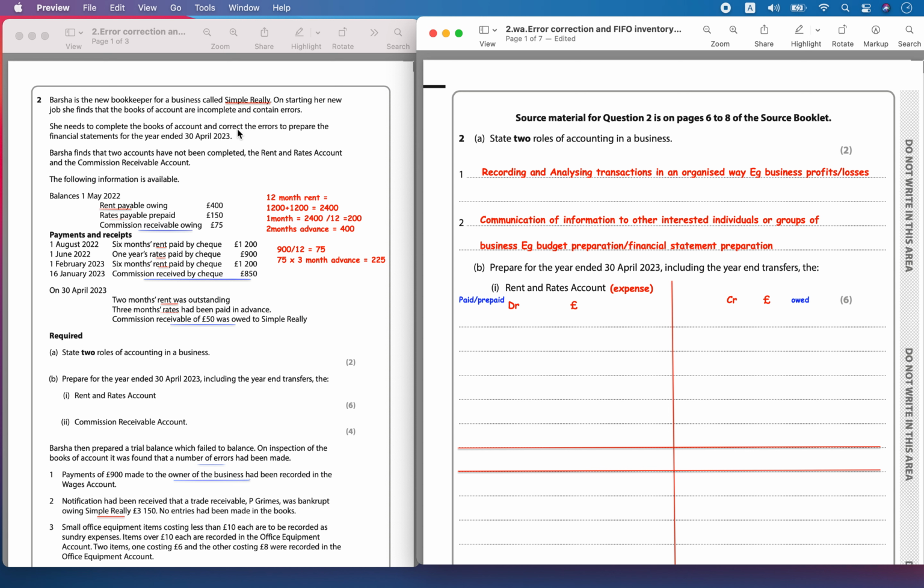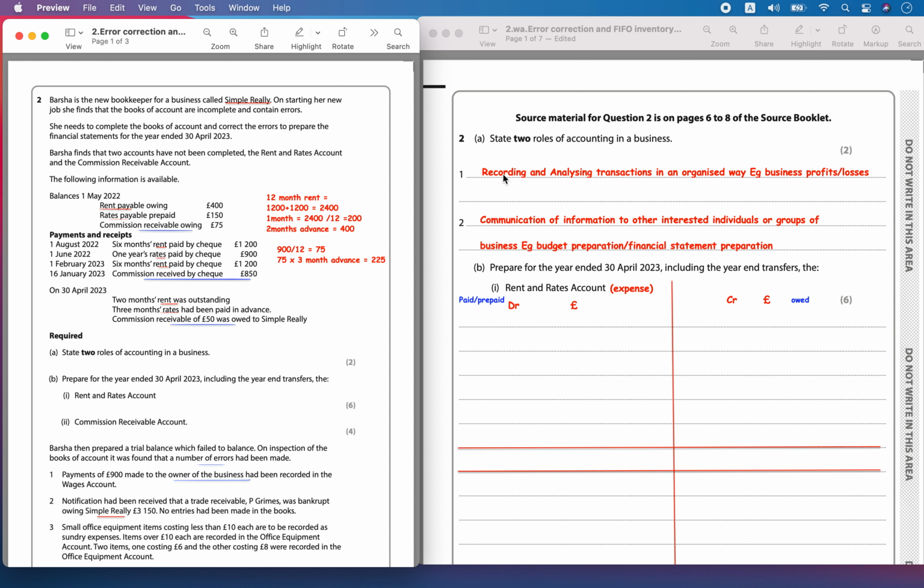She needs to complete the books of account and correct the errors to prepare the financial statements for the year ended 30th April 2023. So some information is given regarding the rent and the rates and commission receivable, and we have to adjust all this. So first let's see the first question.